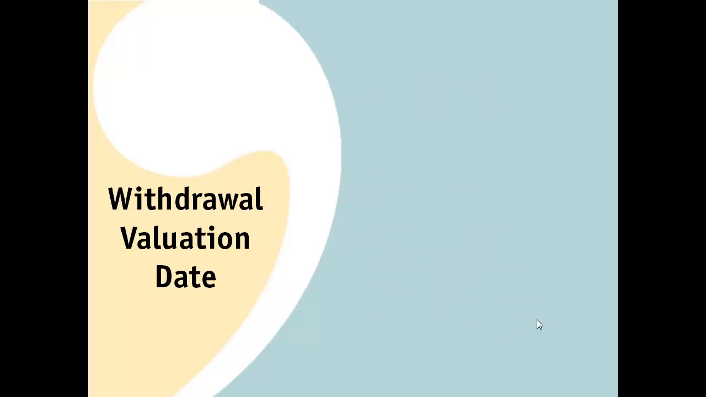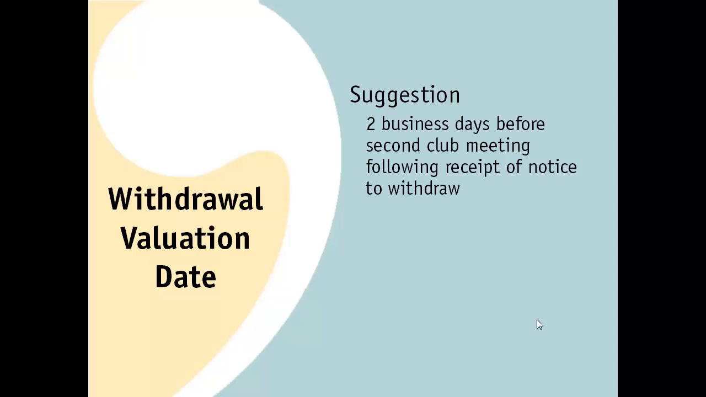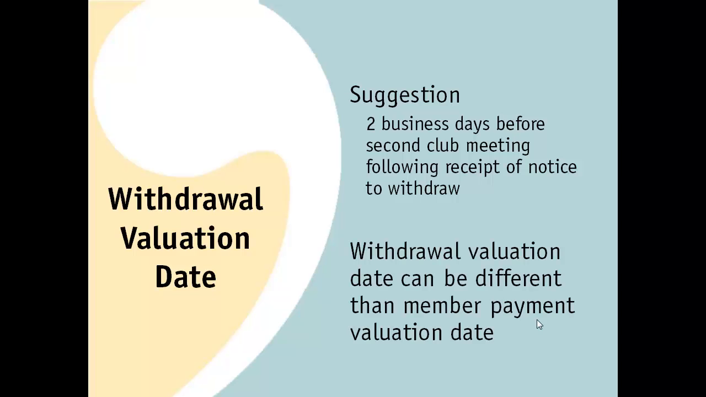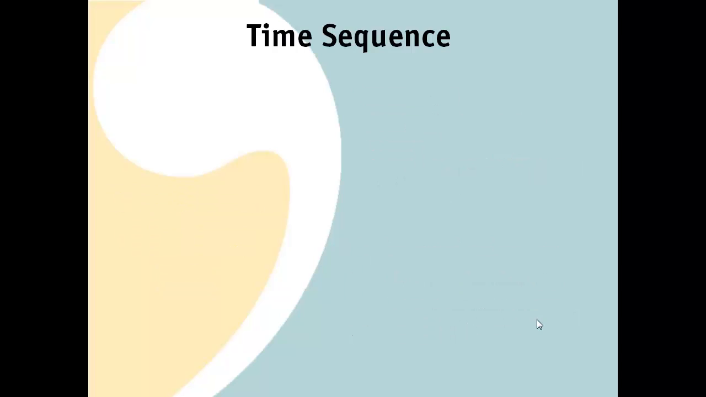Your withdrawal valuation date is the date you will value the member's account to determine what he is owed. Our suggestion is that you value the account 2 business days before the second club meeting following receipt of his notice to withdraw. We're going to show you a graphic depicting this timing on the next slide. It is fine if your withdrawal valuation date is different than your member payment valuation date. When it comes to the timing of making a withdrawal payout, here's a sample of the sequence of events we recommend you specify in your partnership agreement.